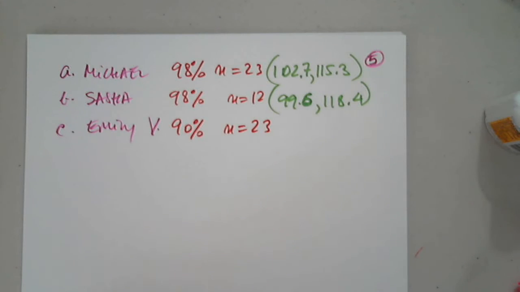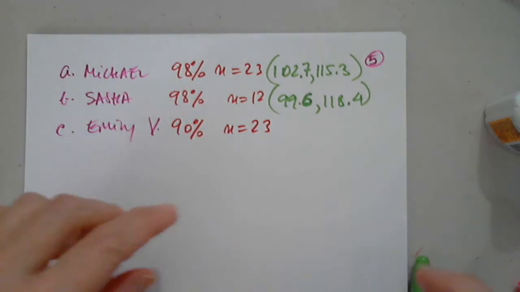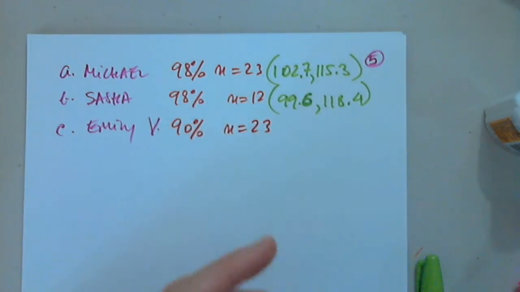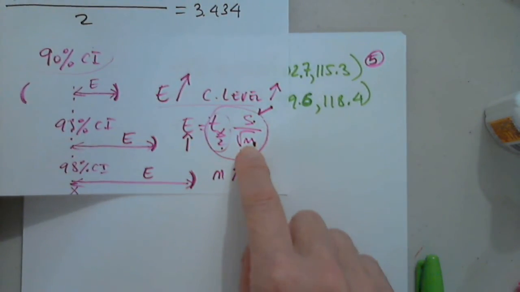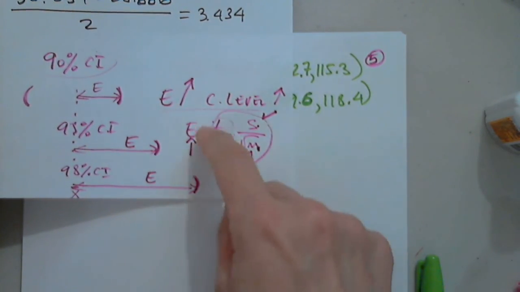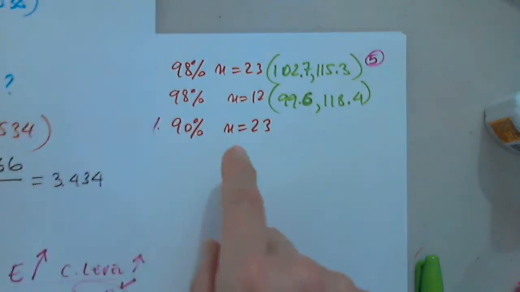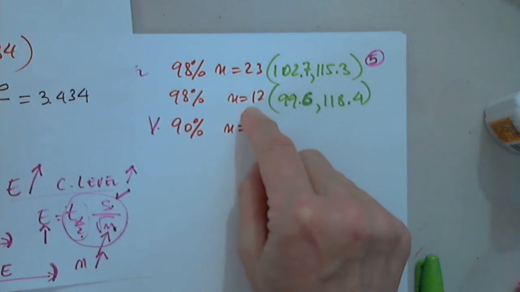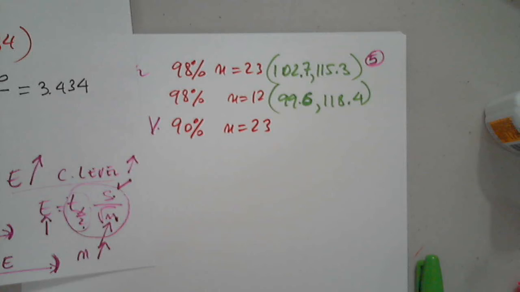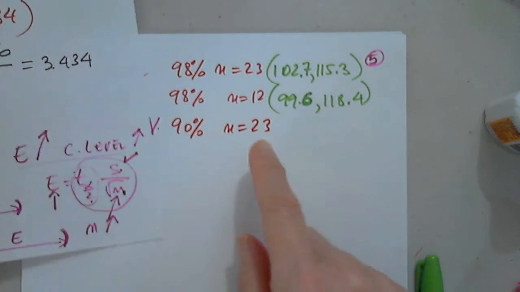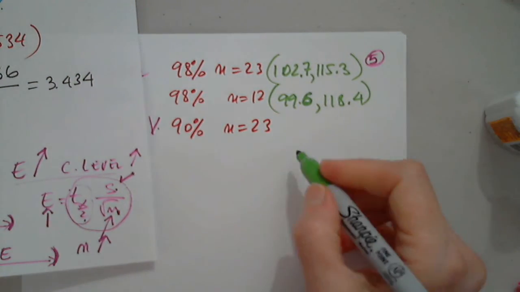So let's analyze this question first. See what happens when the sample size decreases: the margin of error increases. When the sample size increases, the margin of error decreases. So here the sample size went from 23 to 12. So what does that mean? It means that the error is bigger. So remember the X bar is 109.